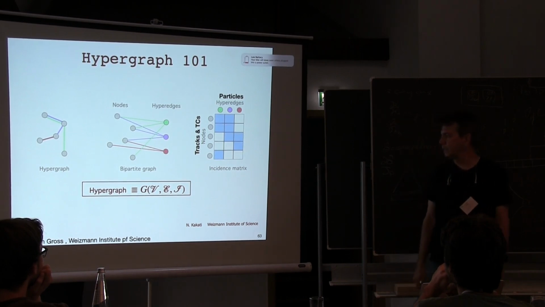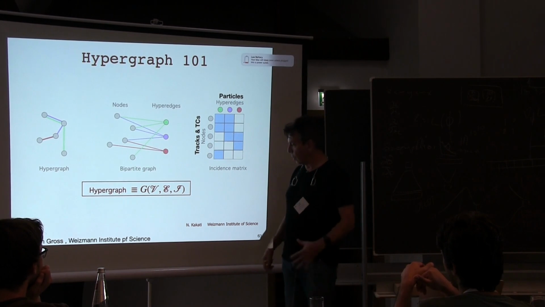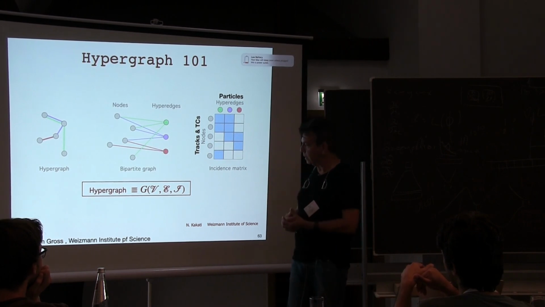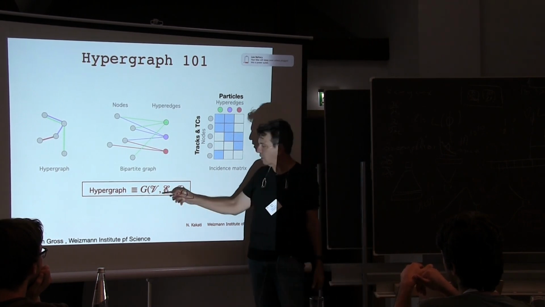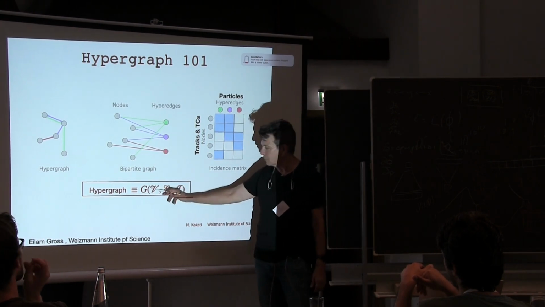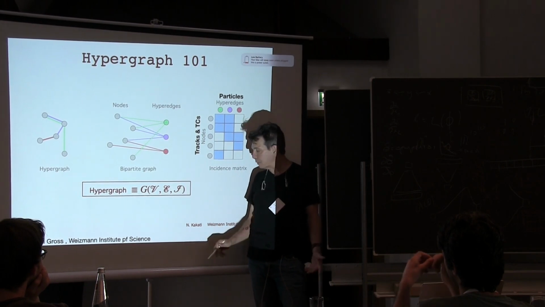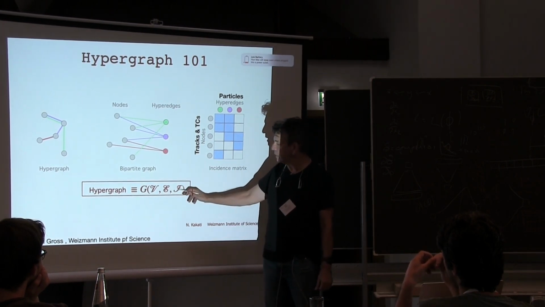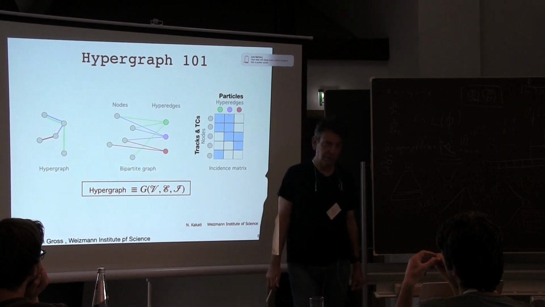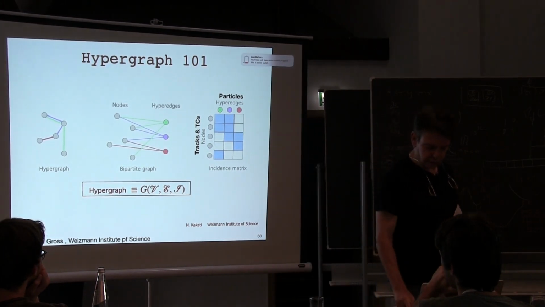The mathematics is very similar to graph. It's a little bit more complex. It has the vertex, the node. It has the edge, the hyperedge, and it has the incidence matrix, which describes all the connections.